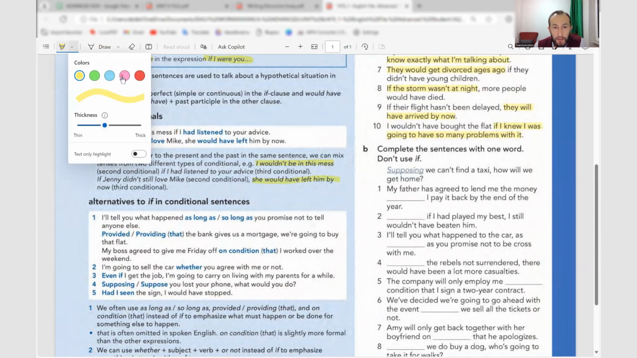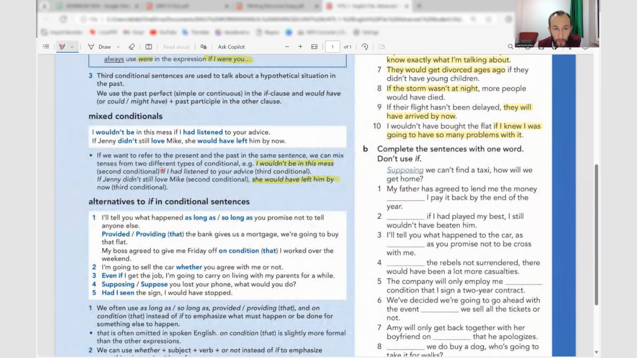And likewise, in the first example, the if clause was in third conditional. But now, in the second example, the if clause is in second conditional. Third and second. Okay? So that's it. Usually, this one is most common, as something happens in the past and then it has a present result. This is very common. The second one is very uncommon. We almost don't use it.